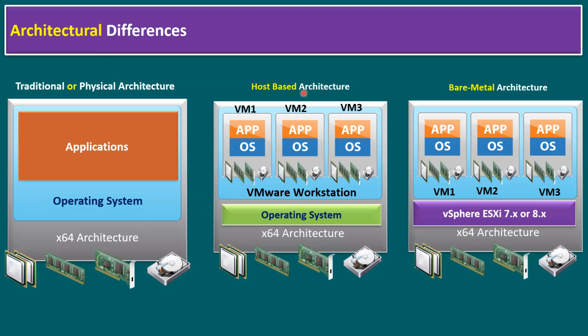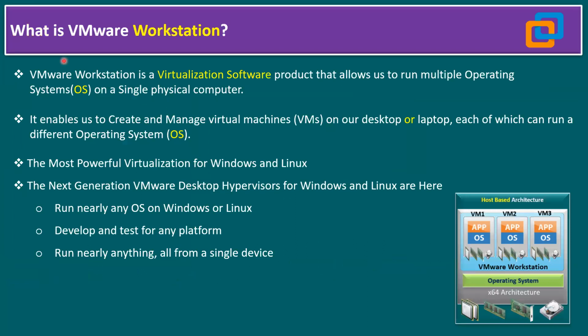Now, we are going to focus in this session on VMware Workstation. So let's try to understand the VMware Workstation definition. What is VMware Workstation? VMware Workstation is virtualization software. As I mentioned, virtualization is a technology that allows you to transform hardware into software. All hardware components become software components.